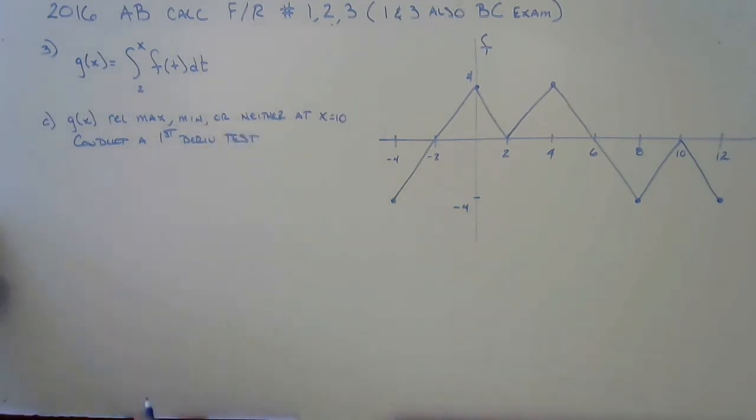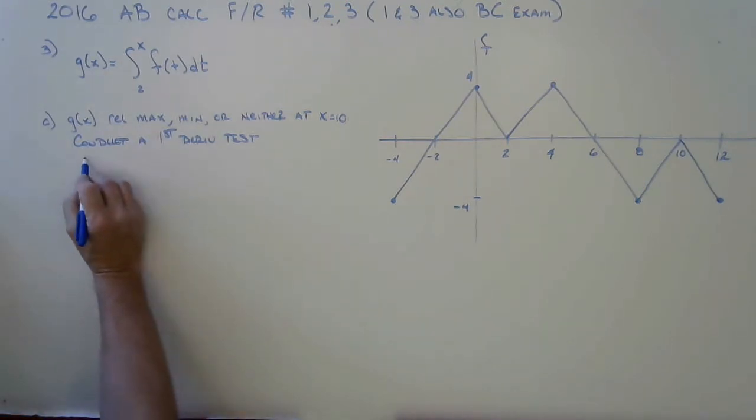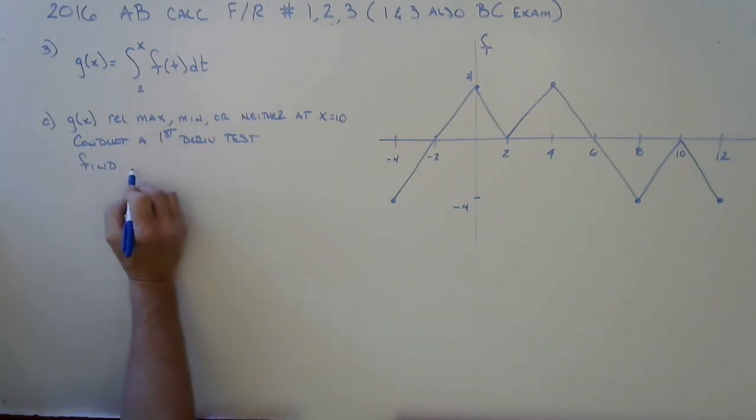But it's not a traditional first derivative test. They didn't give me a function that's a traditional take the derivative, set it equal to 0. They gave me this kind of a function. Now what do I have to do? I've got to find g prime of x. Now we know how to do that.